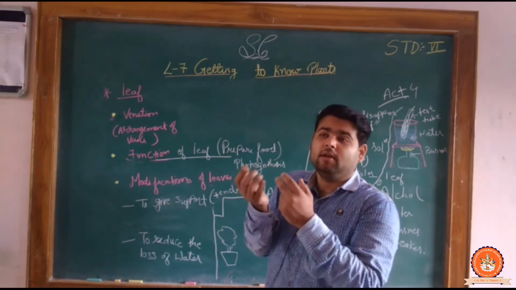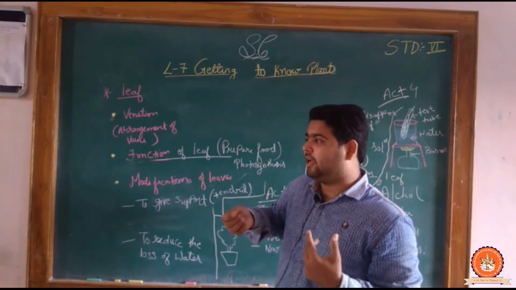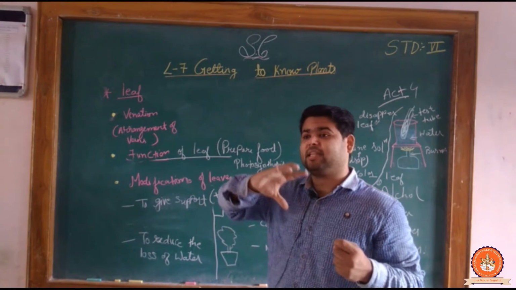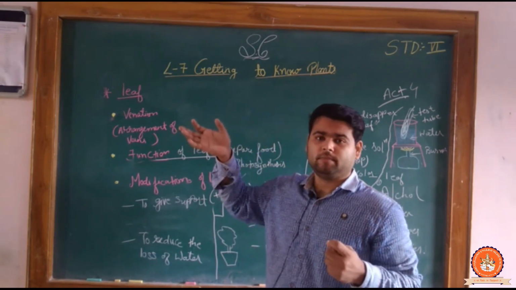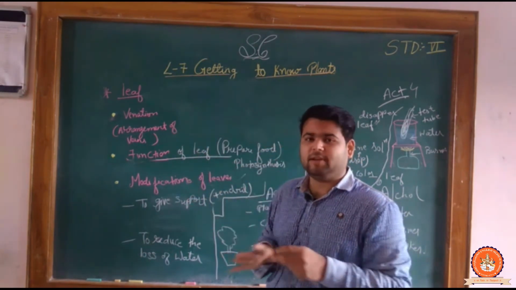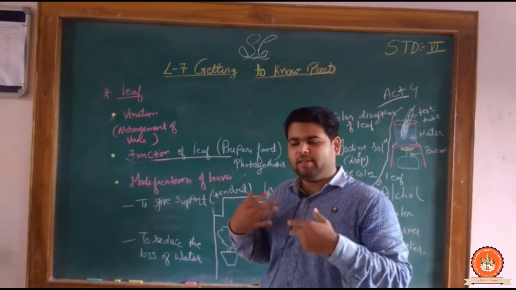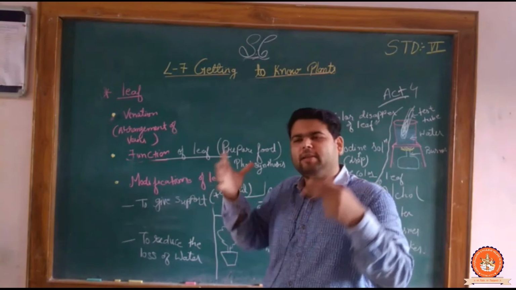With the thorns, they will protect themselves. Even with the help of that, you can observe the cactus plant. You can find this cactus plant in Kutch, in the Rajasthan area where there is a lack of water. Clear? So by reducing them, they survive on very little water.